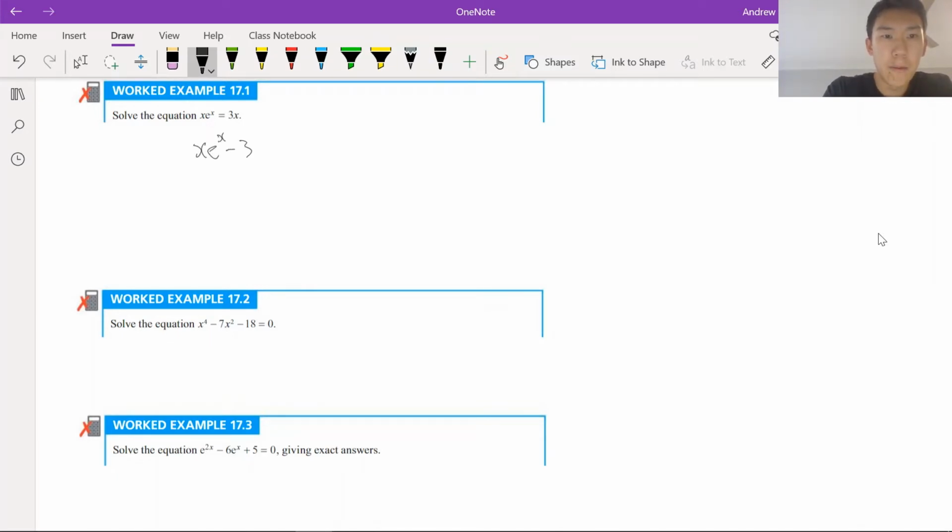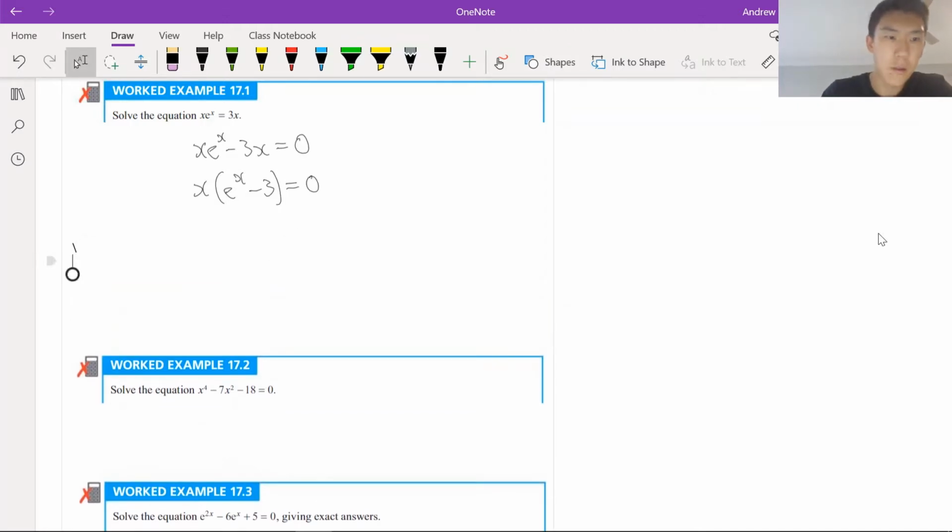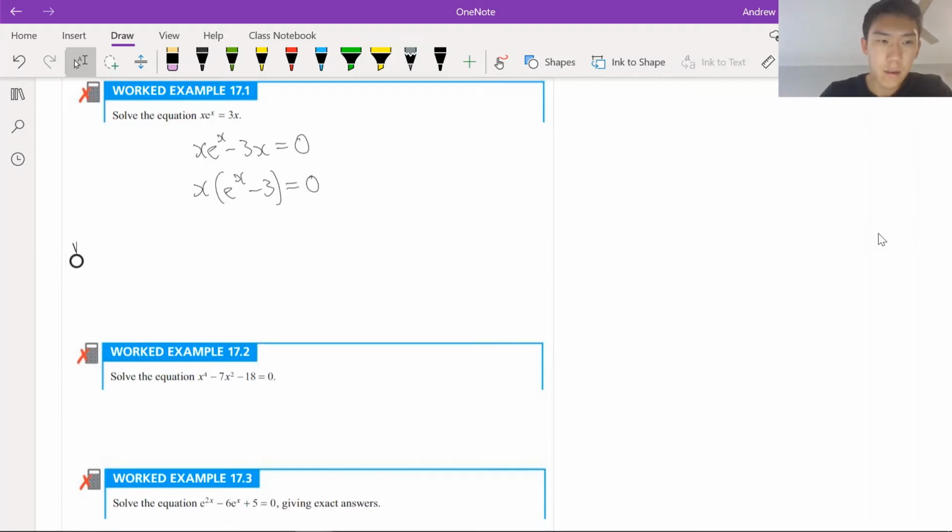So let's see if we can do anything with this. Yes, we can, because now we can factorize x. So x(e to the x take 3) equals 0. Now if we use the null factor law, we get x equals 0, so that's our solution already, or e to the x take 3 equals 0.